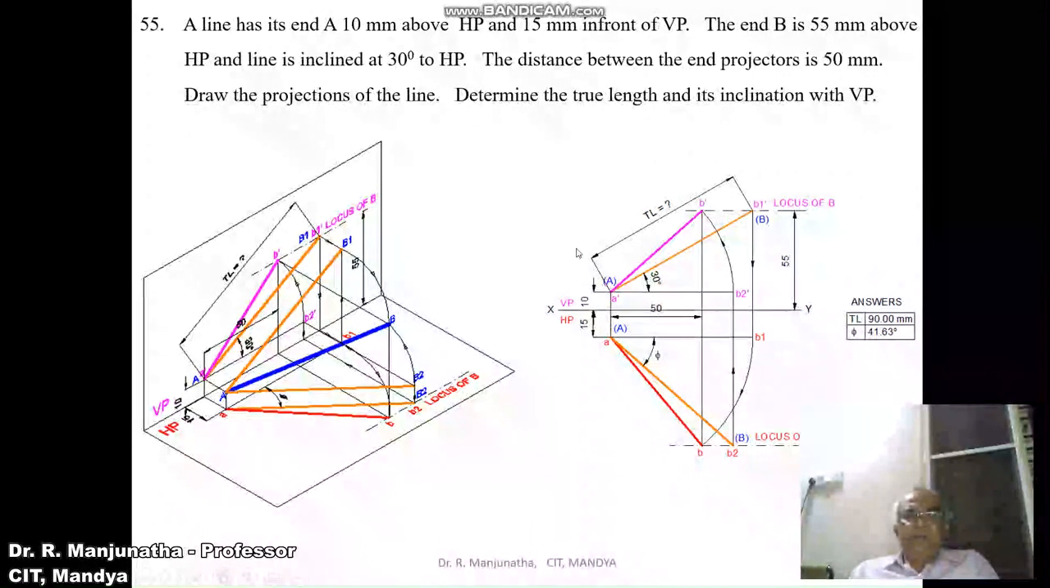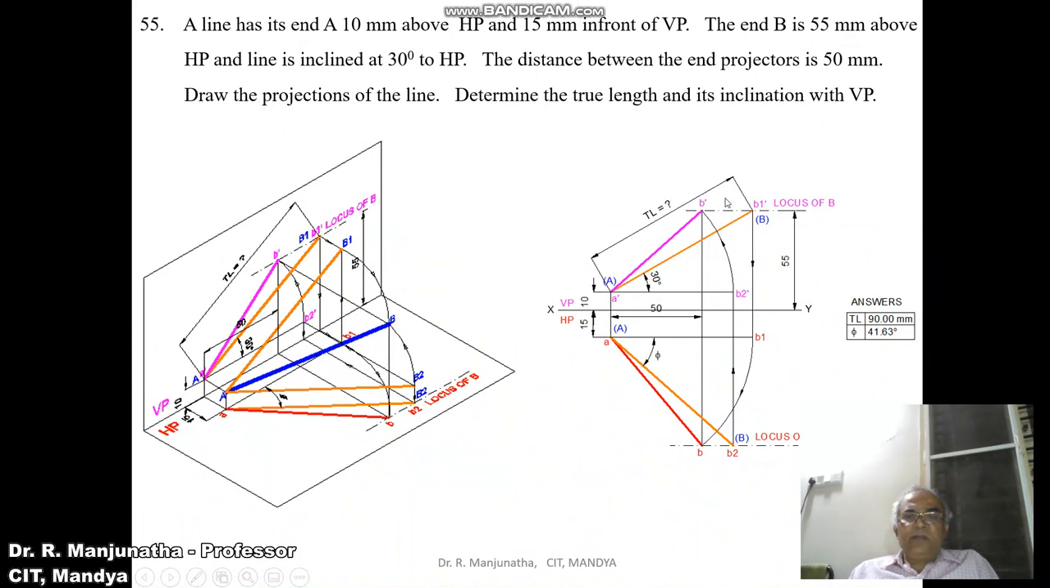Since we are asked to find the true length, you show the dimension of true length here. By using the compass or the scale, you measure the distance A dash B1 dash or A to B2. Then the true length line will be 90 mm. And by using the protractor with reference to the center point A with respect to the horizontal AB1, you measure an angle of phi, which is the true inclination with respect to VP. It will be 42 degrees when you are doing it manually. When you are doing it in the computer, the true length will be 90.00 and phi will be equal to 41.63 degrees. So this is how we will be able to solve the problem in the sketchbook.